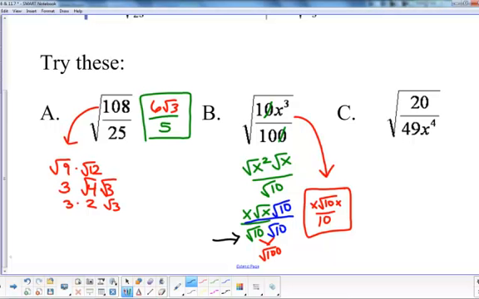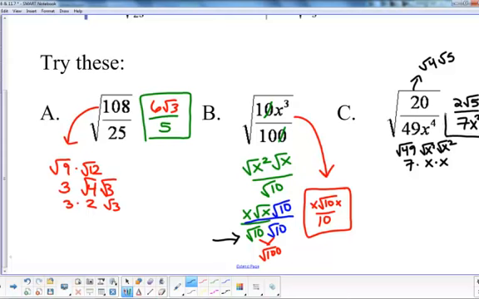So in this one, we have the square root of 20, which is square root of 4 times the square root of 5. So the numerator simplifies to 2 root 5. The denominator, the square root of 49, is perfect. The square root of x to the 4th is also perfect. So we have 7 times x times x. So the denominator is 7x squared. Nothing cancels, so you're done.